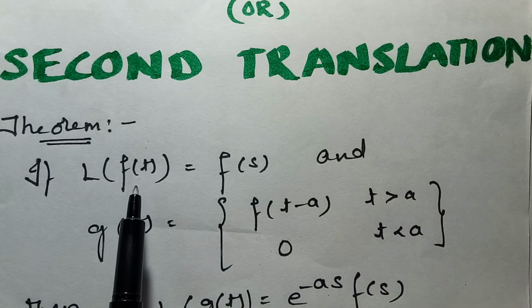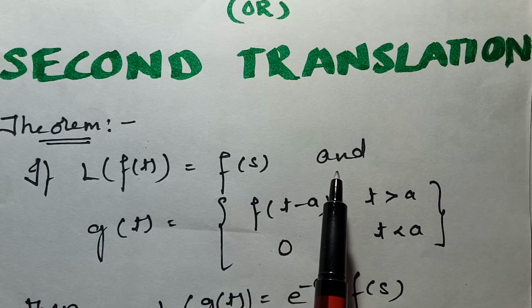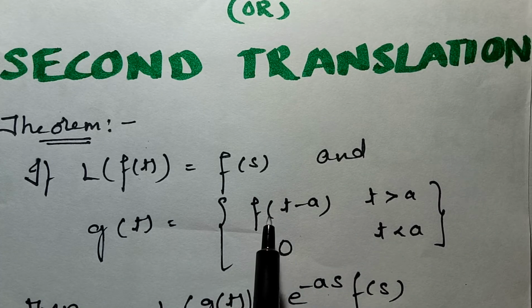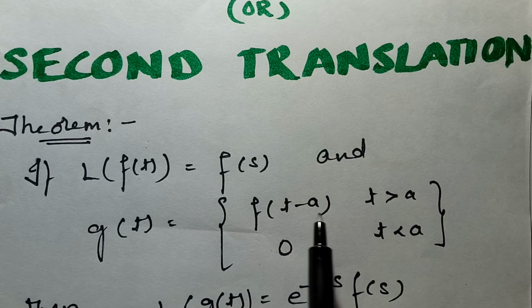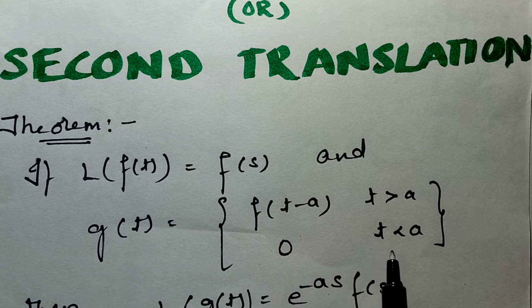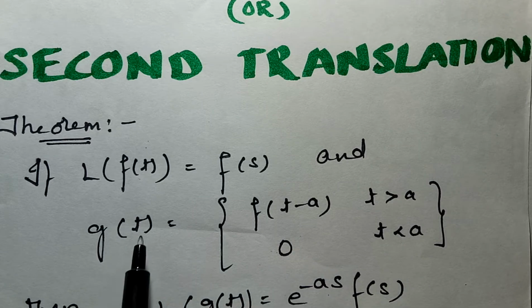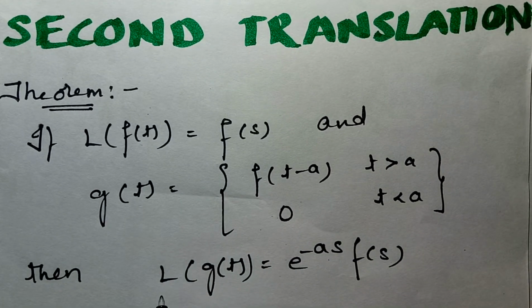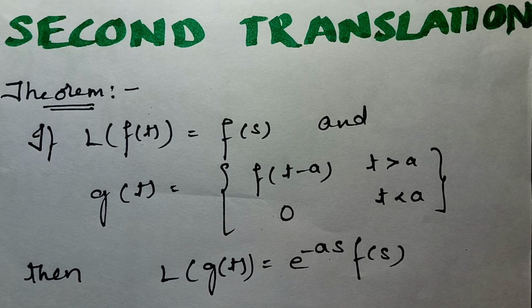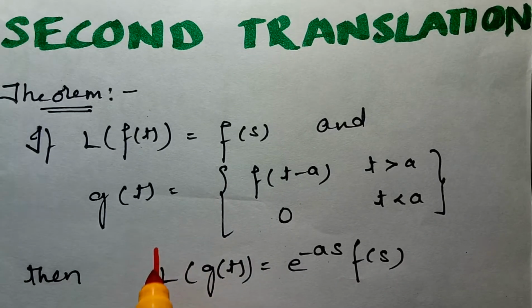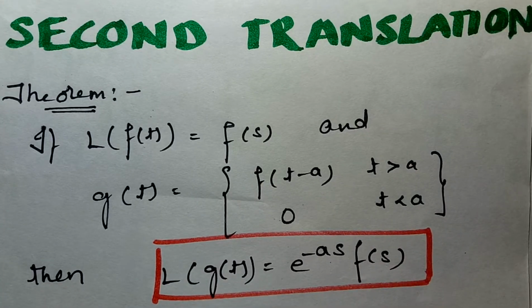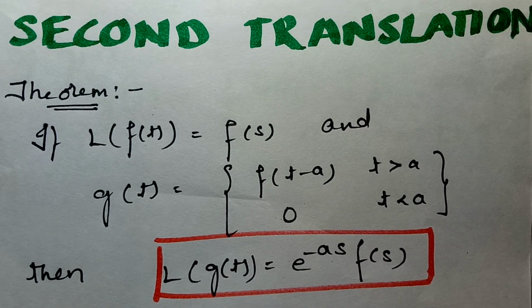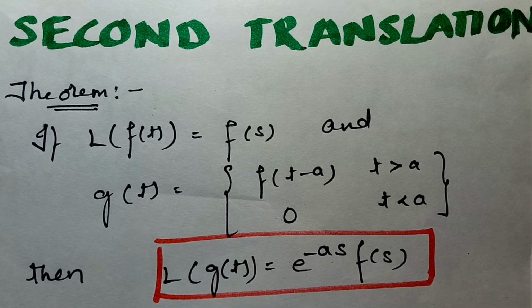If the Laplace transformation of f of t is equal to F of s, and g of t is given as f of t minus a where t is greater than a, and 0 for t less than a. This is the second function. Then the Laplace transformation of this g of t is given as e power minus as into F of s. We have to remember the Laplace transformation of g of t as e power minus as into F of s.